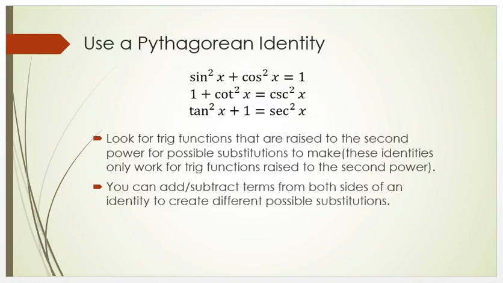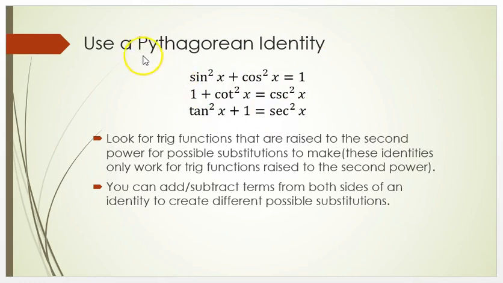Here's the second strategy we're going to cover for simplifying problems today. These are what we call the Pythagorean identities. And the first and most important one is that sine squared of x plus cosine squared of x will equal 1. The other identities are also important, but this is definitely the one that gets used the most.